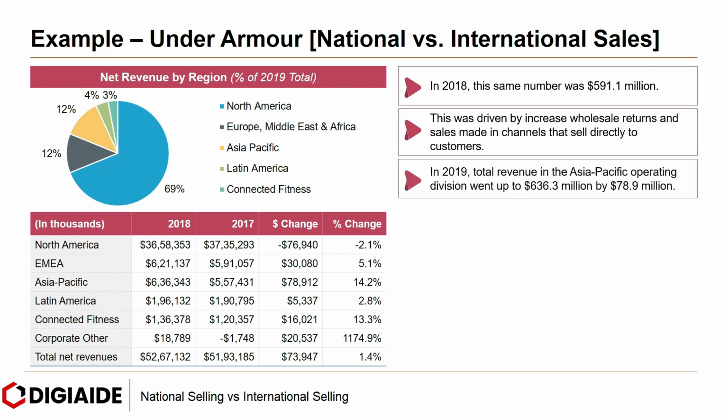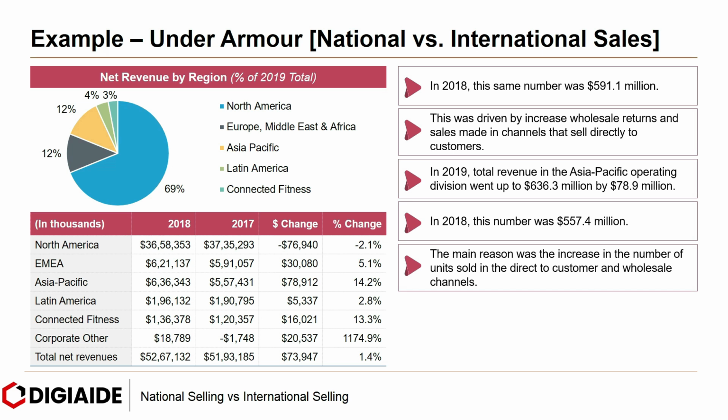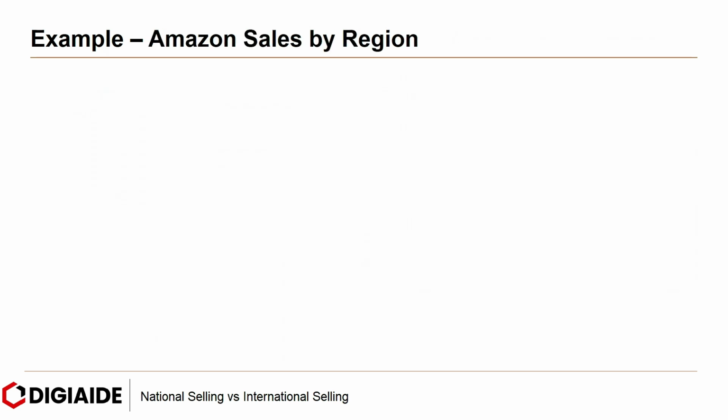In 2019, total revenue in the Asia Pacific operating division went up to $636.3 million, an increase of $78.9 million. Thus, the number in 2018 was $557.4 million. The main reason was the increase in the number of units sold in the direct-to-customer and wholesale channels.